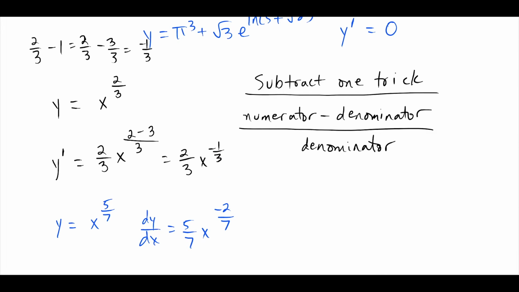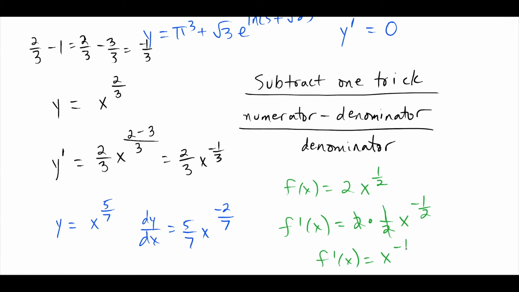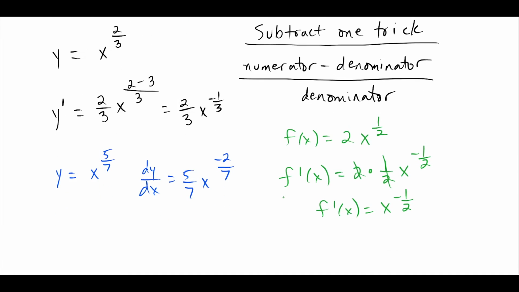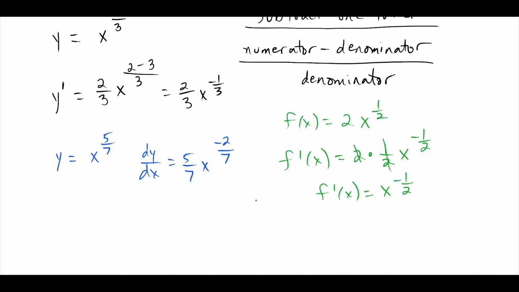Now, the only little change that we can make to these questions is, let's say I have f of x equals 2 times x to the 1/2 power. So in a situation where you have a coefficient, you just leave the coefficient alone and you take the derivative of x to the 1/2, and you've got 2 times 1/2 x to the negative 1/2. Remember, I'm doing numerator minus denominator over denominator, and then 2 times a half would just cancel out. So our derivative here would just be x to the negative 1/2 power. So this example here for fractions, remember, just use that nice trick.